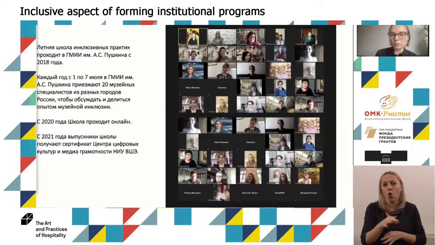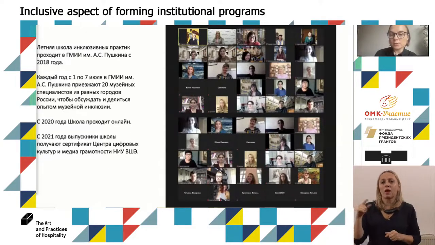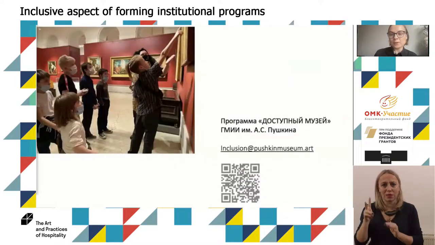And I also would like to inform you about the Summer School of Inclusive Practices that has been running since 2018 in the Pushkin Museum. Sadly, it has gone totally online with the pandemic, but on the other hand, it expanded participation. So we used to have 20 people offline, now we have 40 people online this year, for example. We also entered into the contract with the High School of Economics, and people of the summer schools receive certificates from the High School of Economics, which is a great honor.